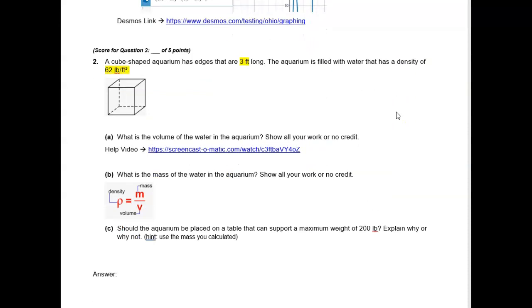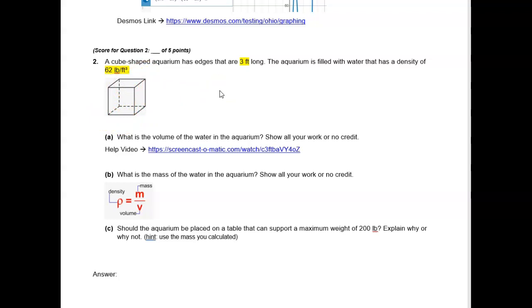You can pause here and work on that question. If you're ready for number 2, I'm going to go over this one. A cube-shaped aquarium. I put a cube right here. The cube means all these sides are the same length. It has edges that are 3 feet long. So this is 3 feet, this is 3 feet. All these edges are 3 feet long.